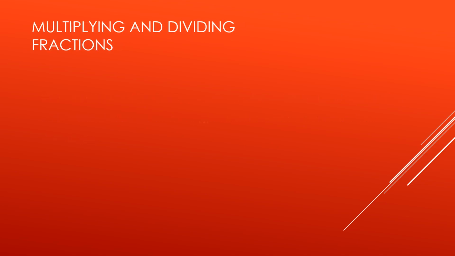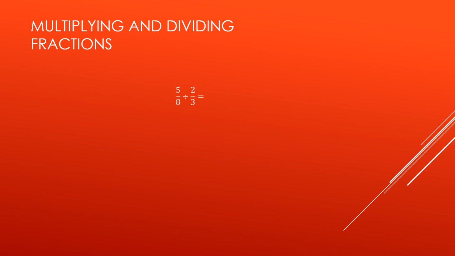Here's a quick example. 2/3 times 1/5 equals 2 times 1 over 3 times 5, which equals 2/15. With dividing fractions, you need to switch the numerator and denominator of the second fraction and multiply as usual. Here's a quick example. 5/8 divided by 2/3 equals 5/8 times 3/2, which equals 15/16. Easy, right?